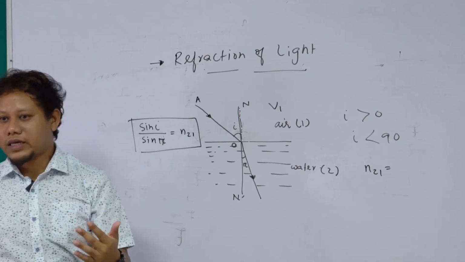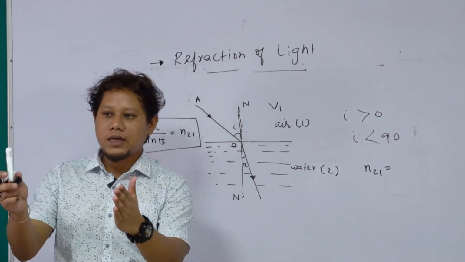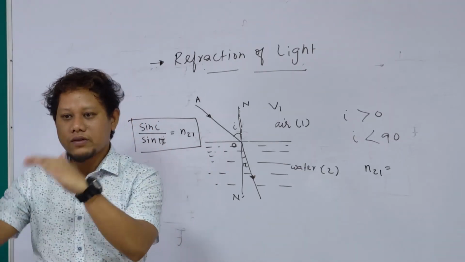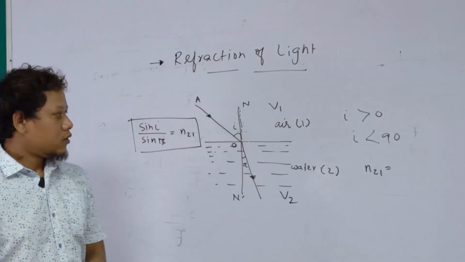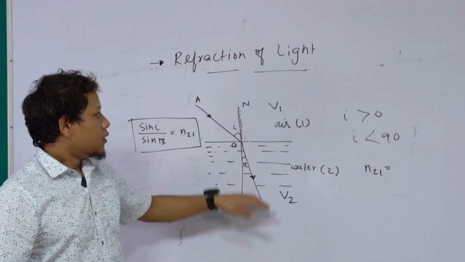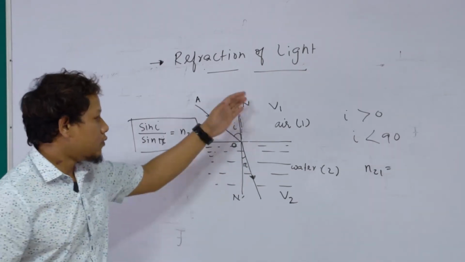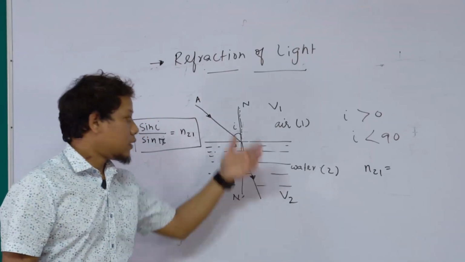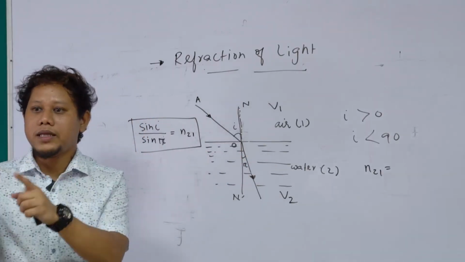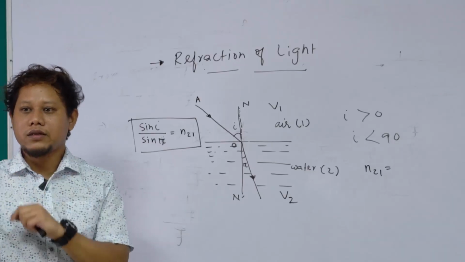Since velocity is a vector quantity, once there is a change in direction, there is a change in velocity, right? So suppose this velocity is v2. Maybe in some cases v1 is greater than v2, and in some other cases v2 might be greater than v1. This depends on the medium through which the light is traveling.